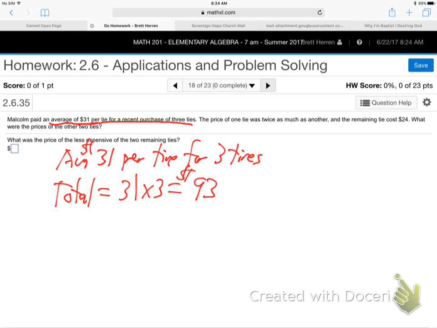Did you see what I did there? The whole average thing. They're just being tricky. They're saying average of 31 per tire for 3 tires. Well, that means 93 is the total of those 3 tires. That's the total. I already wrote total. Does that make sense?